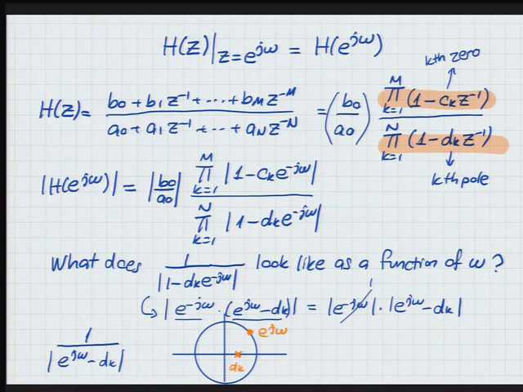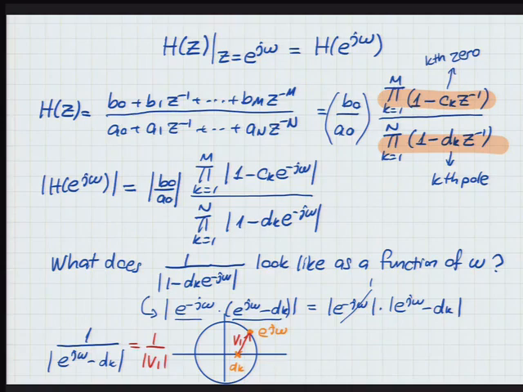That is a vector, right? In the complex plane that starts at dk and ends at e to the j omega. E to the j omega minus dk is the end point minus the beginning point. Therefore, it can be interpreted as a vector, right? Let's call that vector v1, okay? So therefore, this is equal to 1 over the length of that vector. Does that make sense?